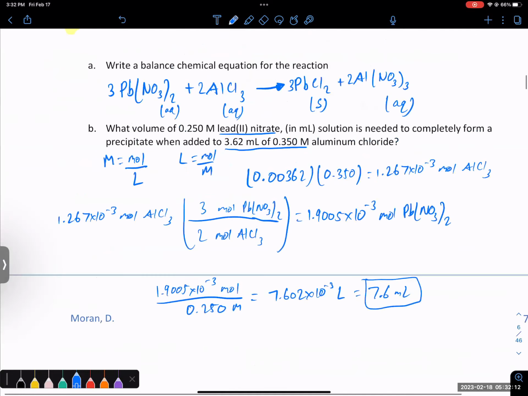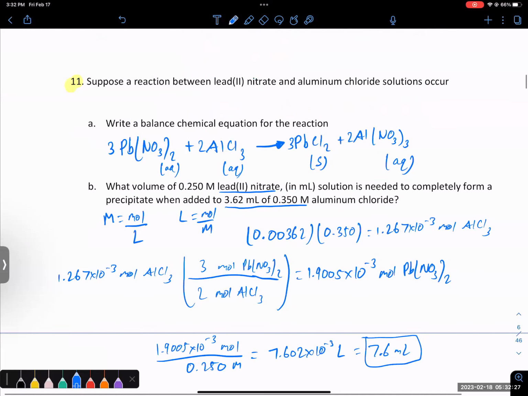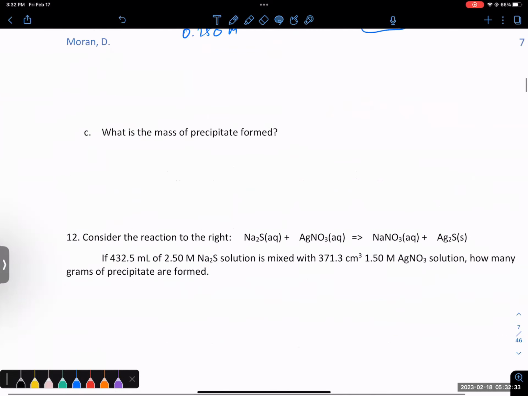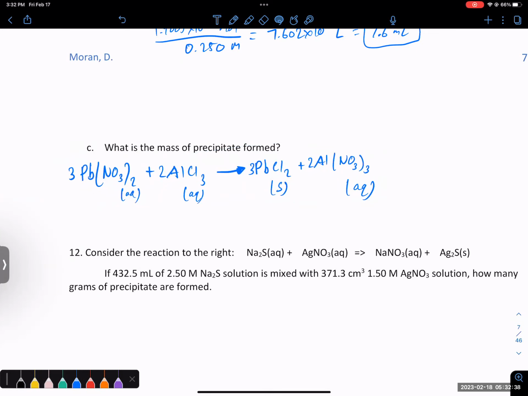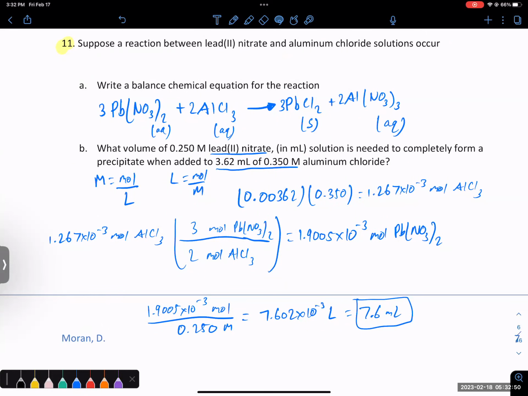Now, what mass of precipitate is formed? What do you have to consider for this problem? You have to find the limiting reactant first. Exactly, because that will limit how much precipitate you can make. But is there a limiting reactant if you just found the amount of each exactly required to react? We just found the moles of lead two nitrate that is exactly needed to react with the moles of aluminum chloride. So they're both the limiting reactant.